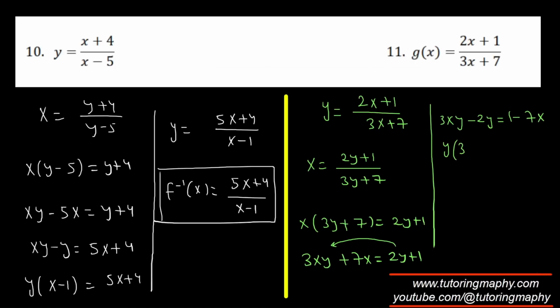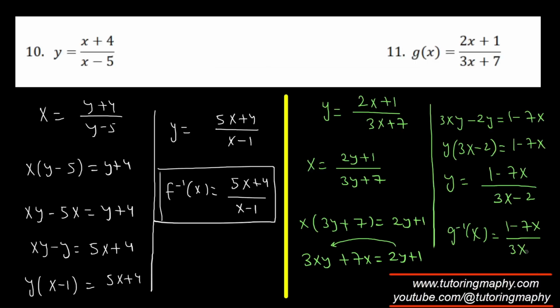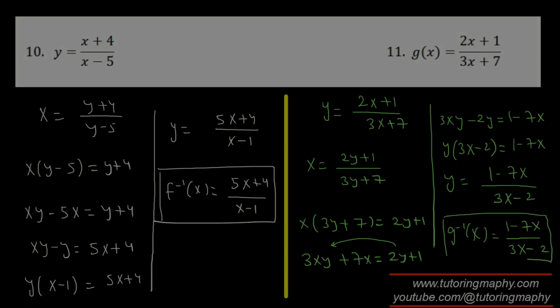So it will look like 3xy minus 2y is equal to 1 minus 7x. y is taken as a common factor. So y times 3x minus 2 is equal to 1 minus 7x, which means that y is equal to 1 minus 7x over 3x minus 2, which means that g inverse x is equal to 1 minus 7x over 3x minus 2. So that should be our final answer.